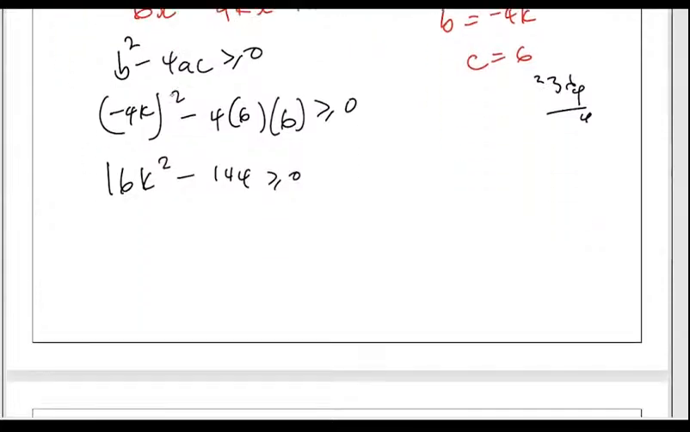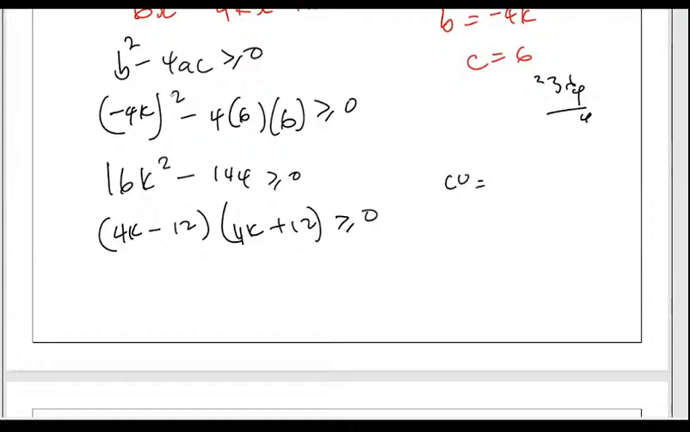Then I can use the difference of two squares, meaning that I have 4k minus 12, and then 4k plus 12 should be greater or equal to 0. So the first one, for the critical values, I'll have k being 12 over 4, which is 3. The other one, my k is going to be negative 3. I mean, you could even divide through by 16 to simplify that.